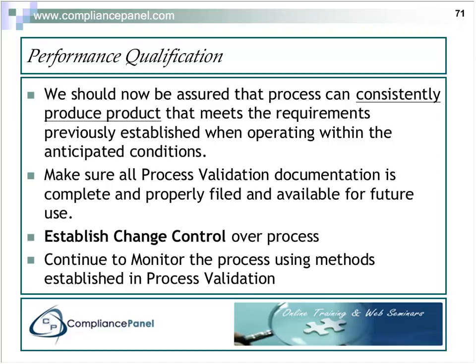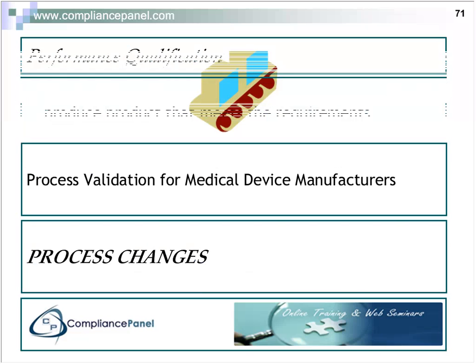We need to establish change control again. We talked about that at the end of OQ. We need to make sure that from this point forward, change control is locked in and no changes can be made in the process without going through that. Continue to monitor using the methods established in process validation. In other words, are we going to use, for instance, SPC, or some other tool to monitor the process? Perhaps we have automated inspection equipment or something like that.